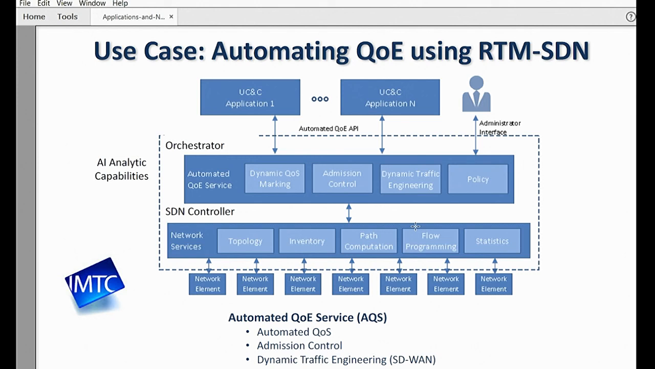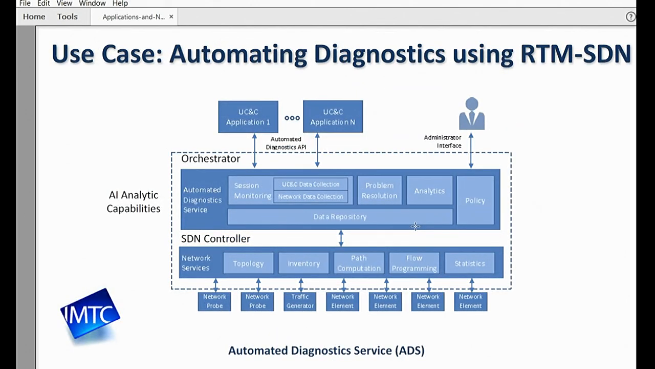So here is where the UC application will be sitting in and specifying requirements through probably a QoE API. And these are the services within the orchestrator that would determine how those requirements should be translated into the local context of the network that the application is running on or using. The same thing with the automated diagnostics use case. And here you'd see things like session monitoring or data collection, both from the application and the network, and analytics.